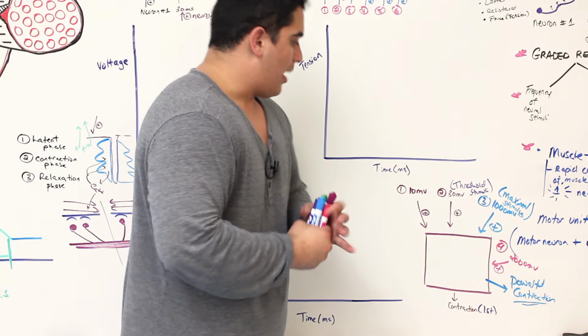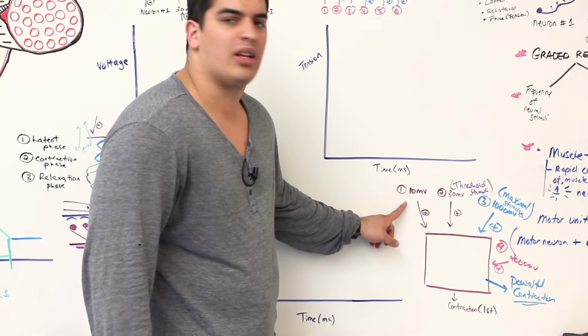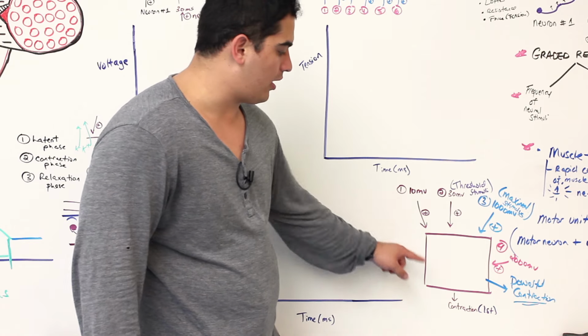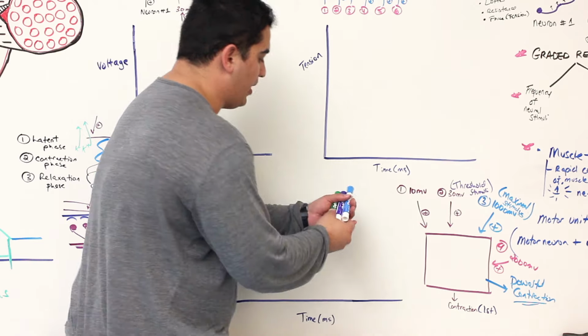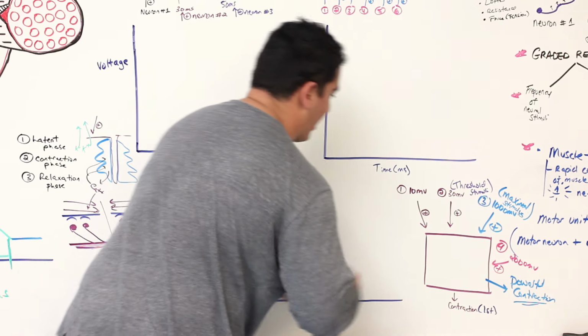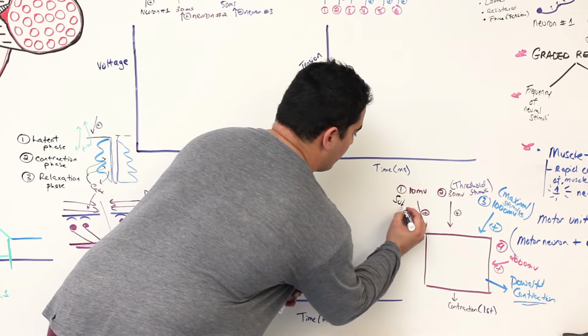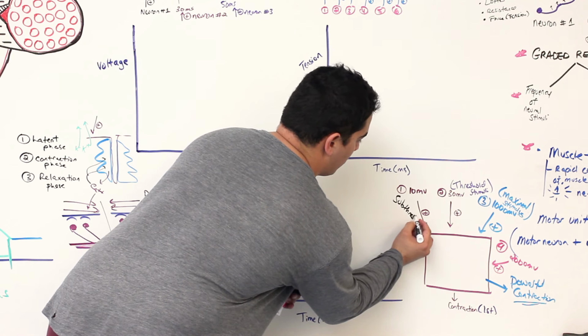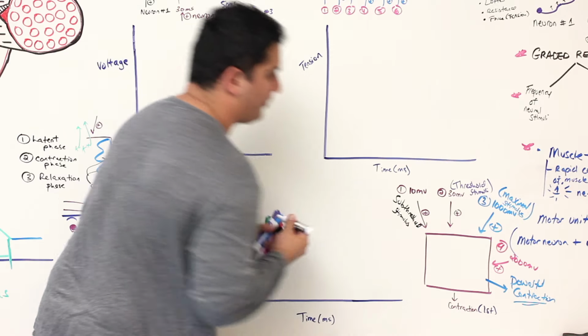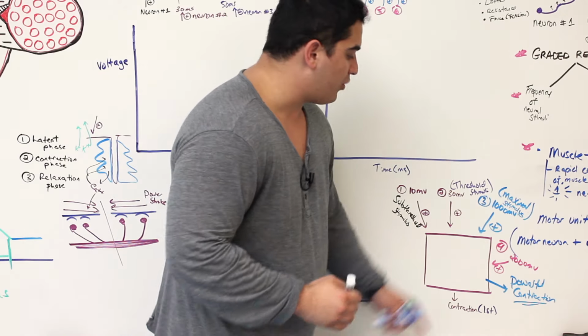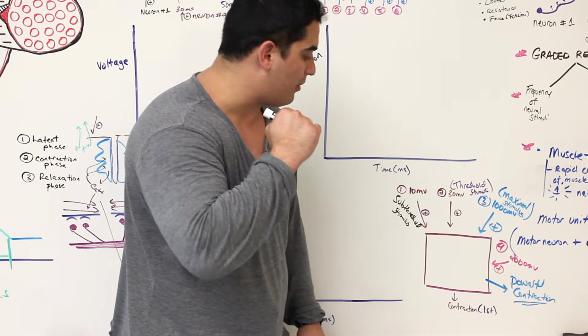So let me explain it one more time. I hit it with very little voltage. No observable event occurs. That must mean that it didn't reach threshold, so it must be a subthreshold stimulus. If I hit it at threshold and it produces the first observable contraction, that must be threshold.